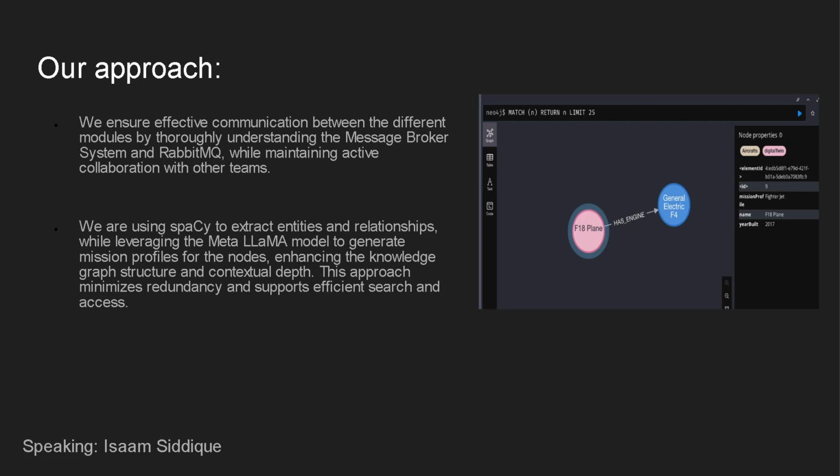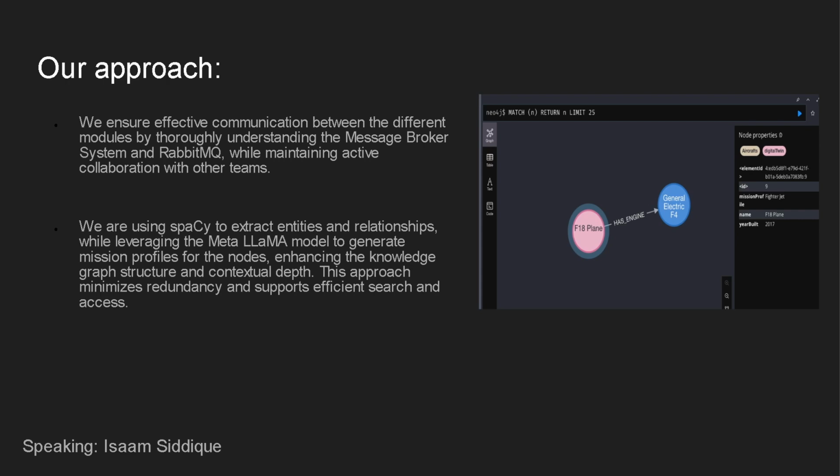So, when it comes to our system's communications infrastructure, we put significant emphasis on ensuring effective communication between all different modules. And this is primarily achieved through thorough implementation of the message broker system in RabbitMQ. What makes this particularly effective is our ongoing active collaboration with other teams, which helps us maintain smooth operations across all system components.